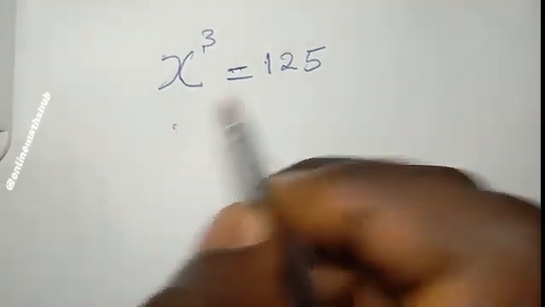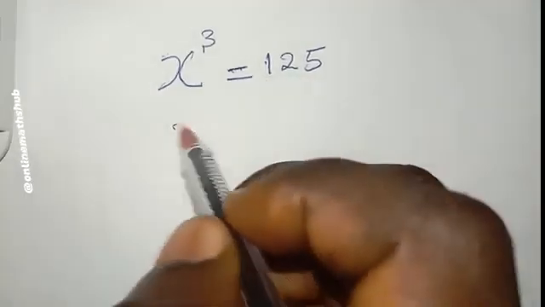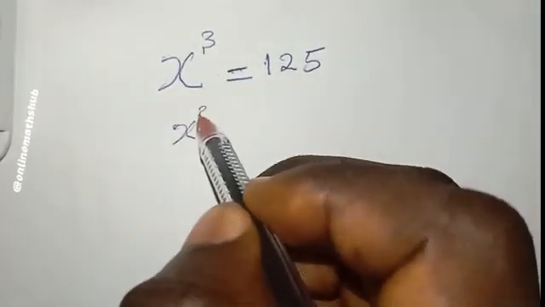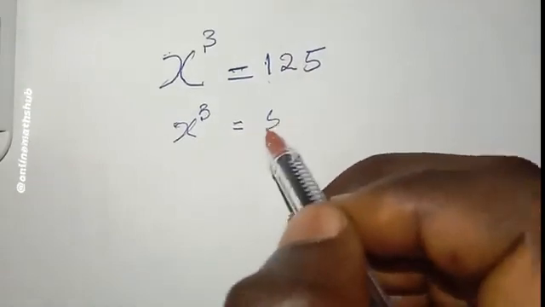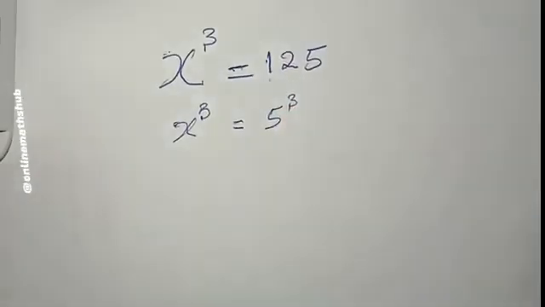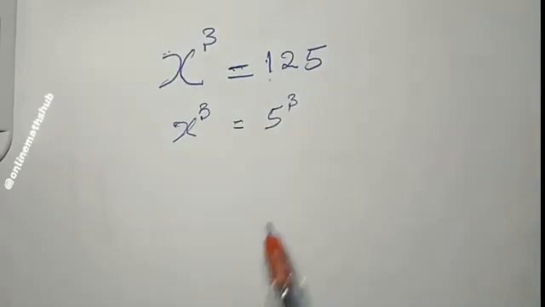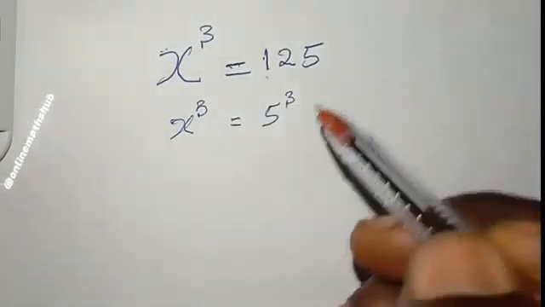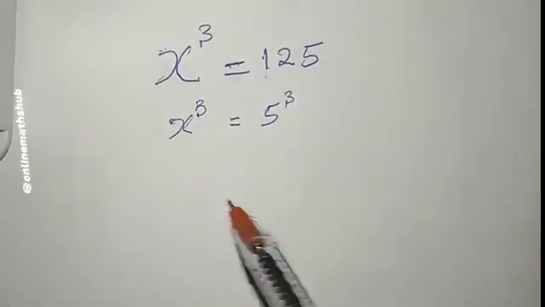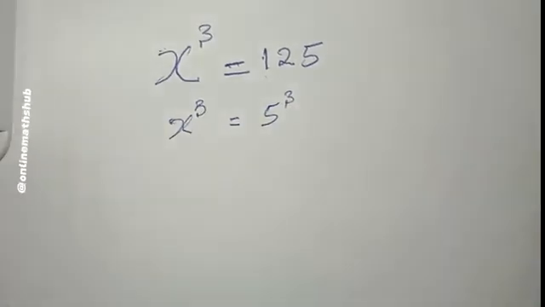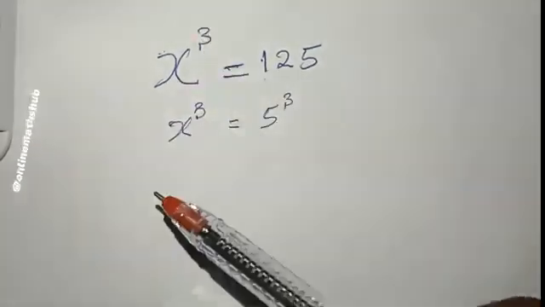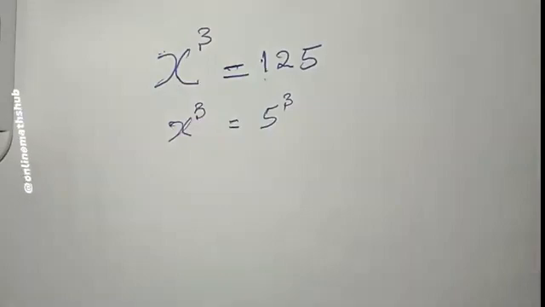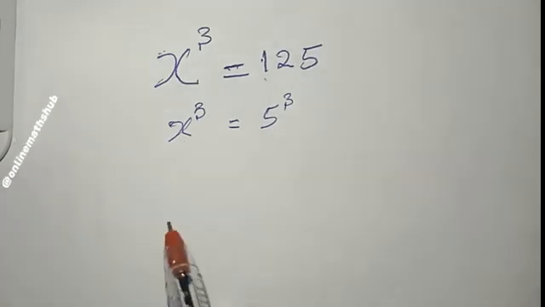Okay, so what I'm going to do is rewrite this 125. So what I have here is x power 3 is equal to, I can write this 125 as 5 power 3. Of course, if I take the cube root of both sides, I'm going to be getting the first value of x, which is basically 5. But then we have that x is power 3, so it's expected that we're going to be getting 3 values of x that satisfy this problem.